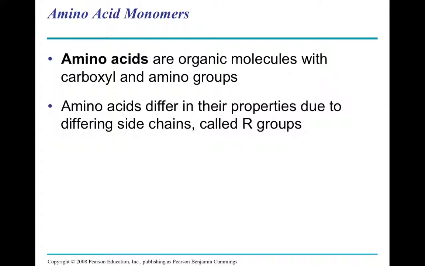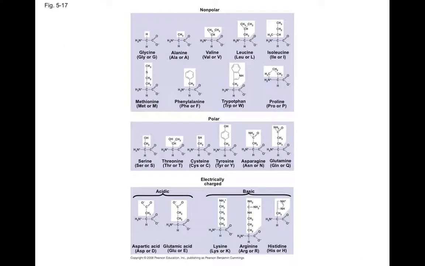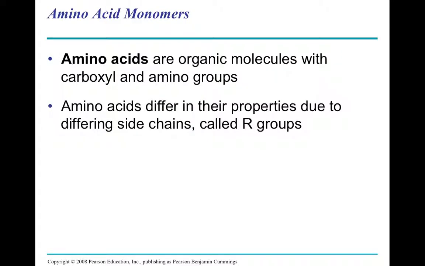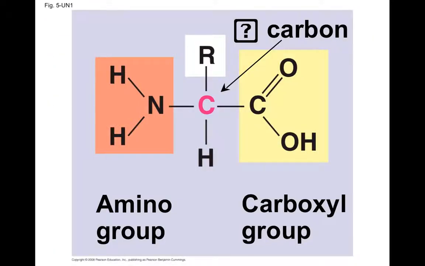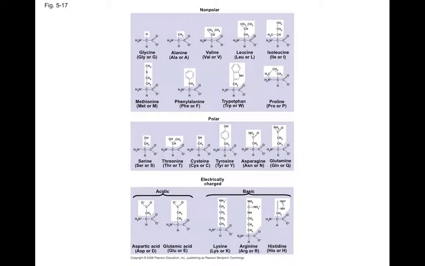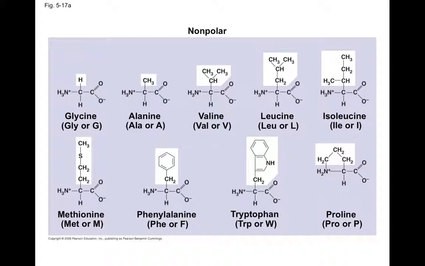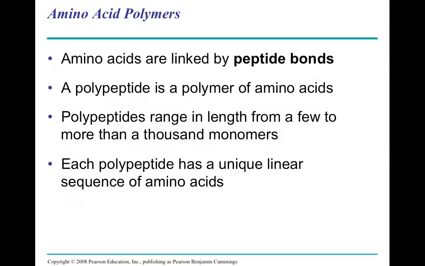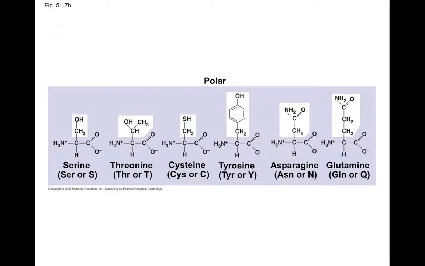So amino acids differ in their properties due to different side chains called R groups. So here's the R up here, and here are all the different options for R groups. So here we have glycine, alanine, valine, serine, threonine, aspartic acid, glutamic acid. It might sound familiar to you at some level, but all amino acids have these three components: the amino group, carboxyl group, and this R group. And so all these build different proteins.